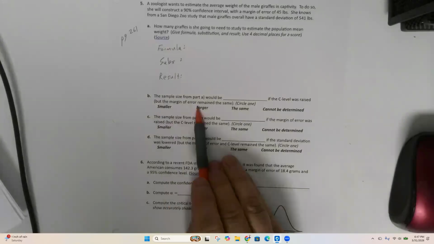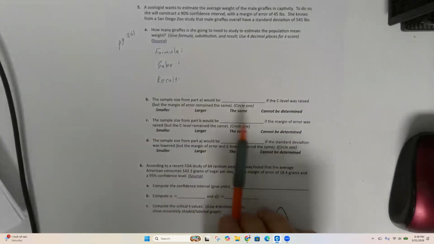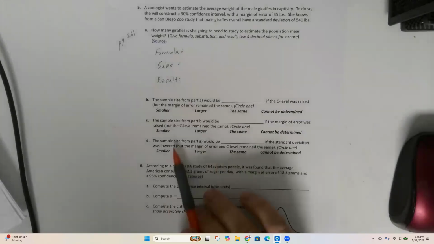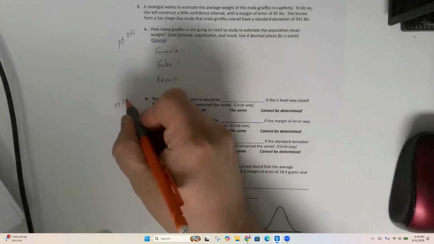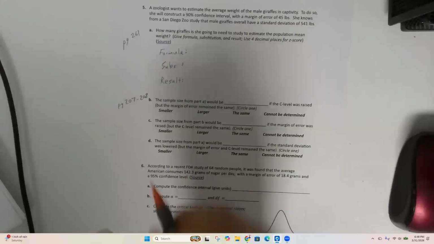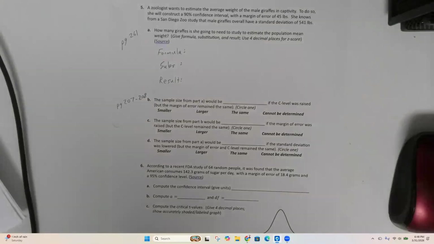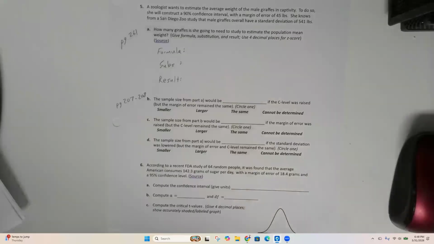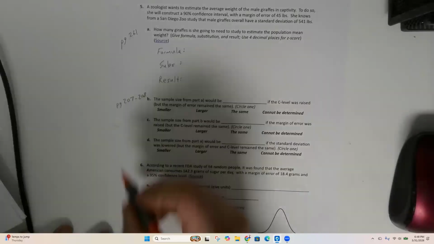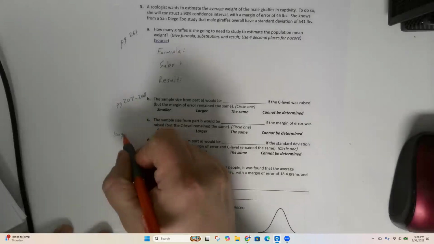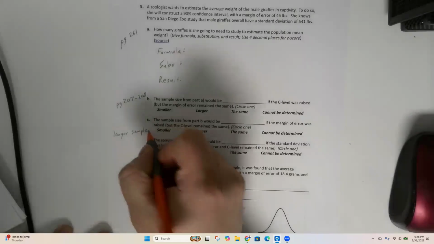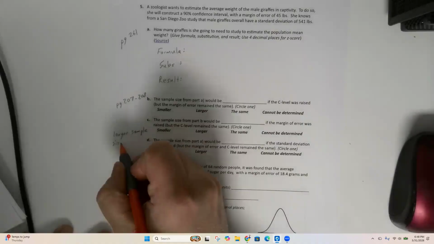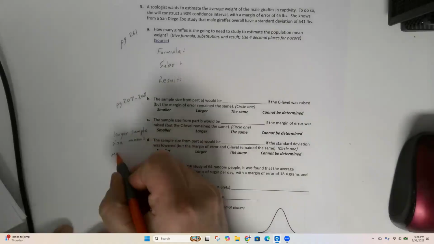The sample size from part A, is it larger or smaller? You'll find information on page 207 and 208 about what happens if you have a larger sample size or a smaller confidence level, all of those different things. So you can take a look at that. But I like to just remember that if you have a larger sample size, that means more accuracy.